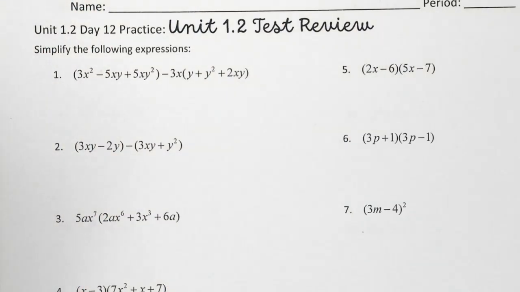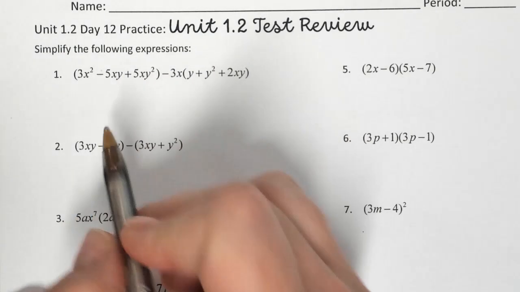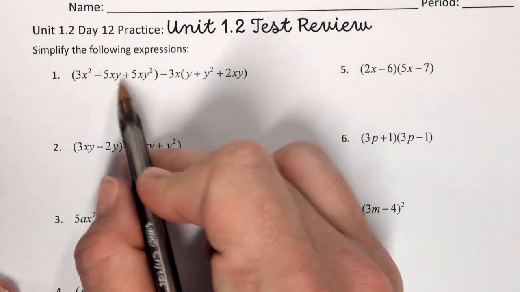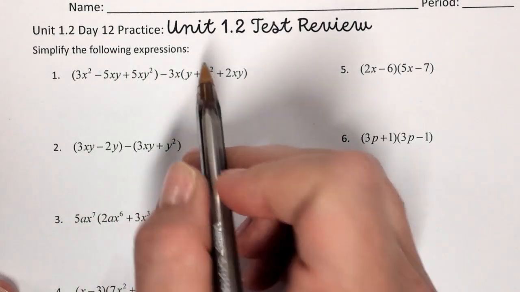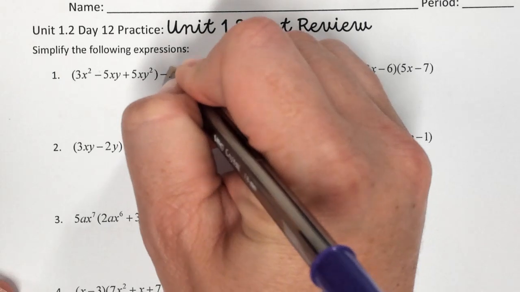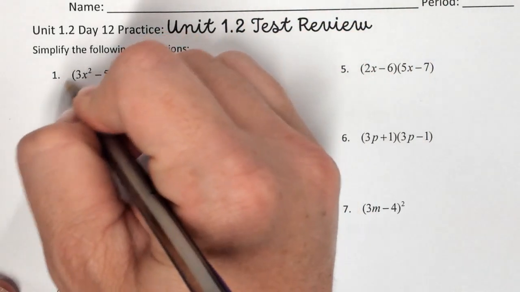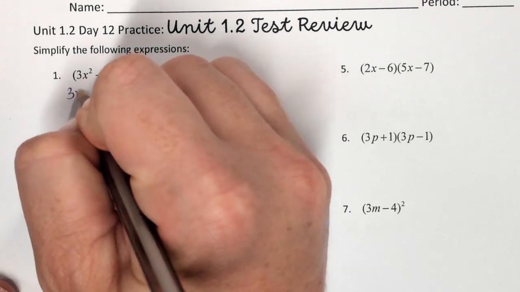Okay, so number 1 through 7 says simplify the following. So if you look at number 1, there's nothing in front of this parentheses, but there's stuff in between, which means we're not multiplying all the way across. That means we're just going to distribute this to everything in the parentheses afterwards. So there's nothing in front, so this just comes down.